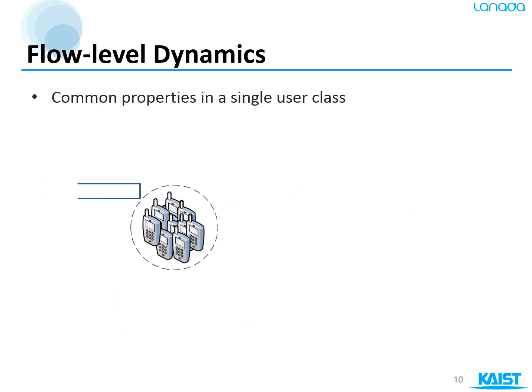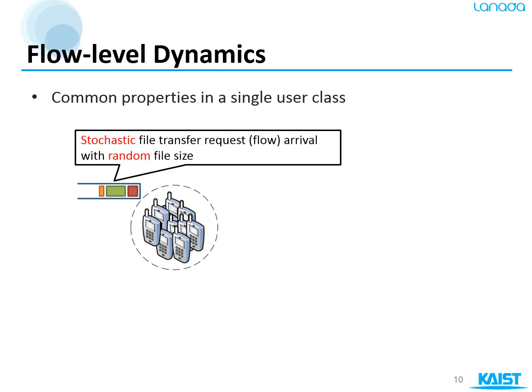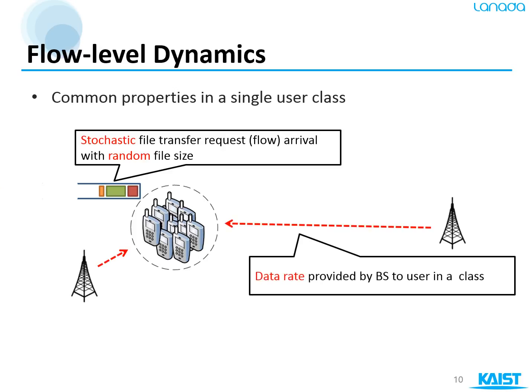In this paper, the traffic characteristics of the user class are modeled as flow level dynamics. The traffic characteristic is the common property in a single user class, and within the class, the traffic is modeled as a stochastic file transfer request arrival with random amount of file size. Another common property in a single user class is the data rate provided by the base station to users in a class.